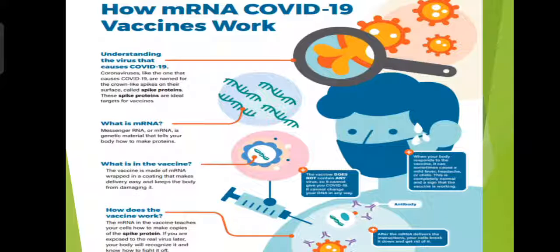The mRNA in the vaccine teaches our cells how to make copies of the spike protein. If we are exposed to the real virus later, our body will recognize it and know how to fight it off.